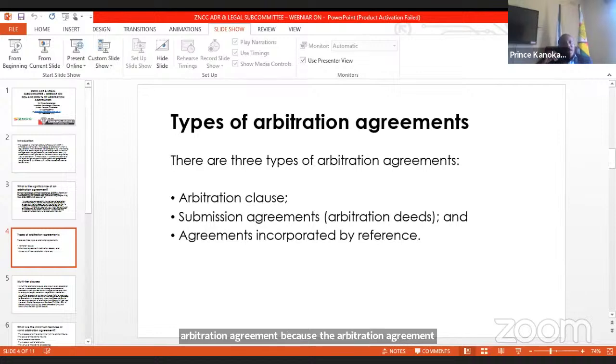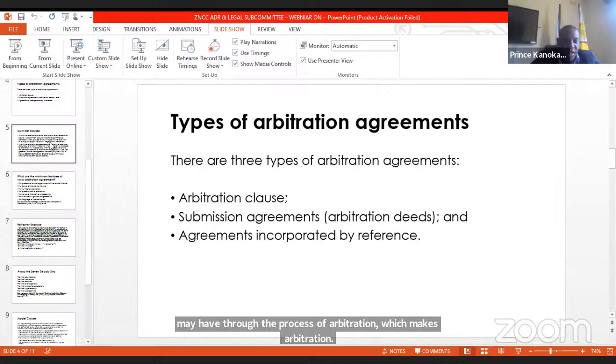So if one looks at Article 16 of the model law, it then provides now for a doctrine thereof separability. So an arbitration agreement or an arbitration clause is considered to be separate from the original contract of the parties. So if the original contract of parties is found to be null, void, or any other thing, the arbitration agreement still stands. So the parties can then now have recourse to resolve whatever dispute they may have through the process of arbitration, which makes arbitration itself very, very unique.